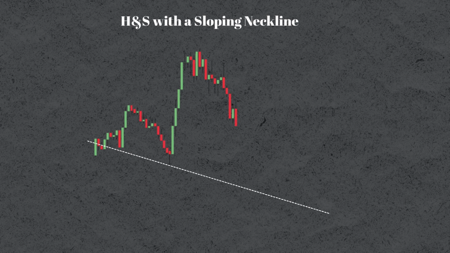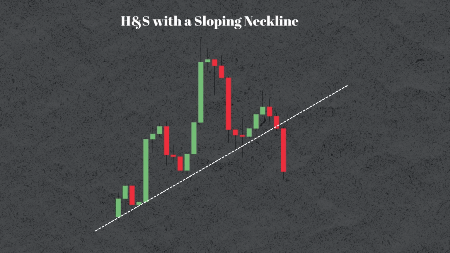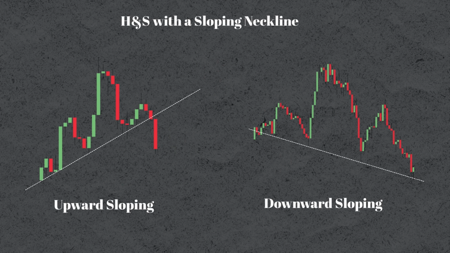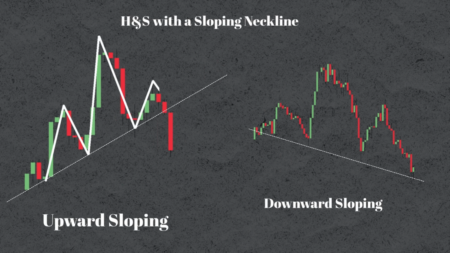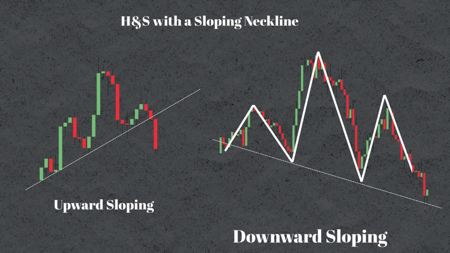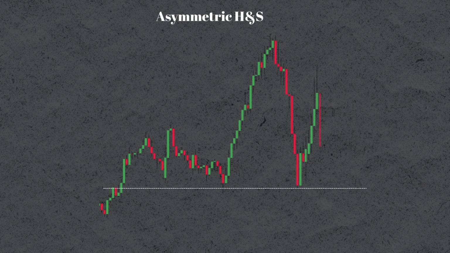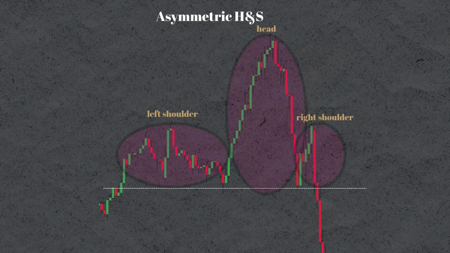Another type is the H and S with a sloping neckline. Here, the neckline isn't straight, it slopes either upward or downward. An upward sloping neckline is generally less reliable but can still signal a strong drop. A downward sloping neckline indicates that sellers have already taken control, and the breakout could lead to a sharper decline. Sometimes you'll see asymmetry, the left shoulder may be smaller, the right shoulder larger, or the head much taller than the others. Even so, the pattern remains valid. What matters is understanding the logic behind the shoulders and the head.